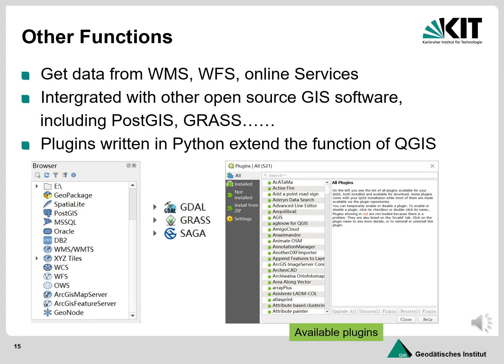QGIS also has other functions. For example, we can get data from web mapping services, web feature services. They are online services. QGIS integrated with other open source GIS software, including PostGIS. If we need to use them, first we need to know about PostGIS.